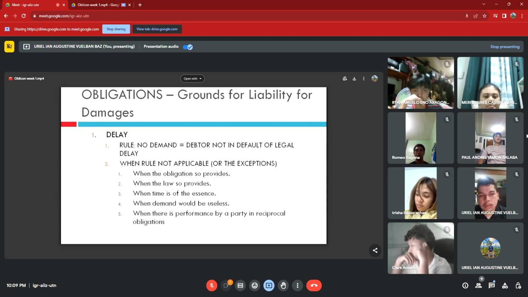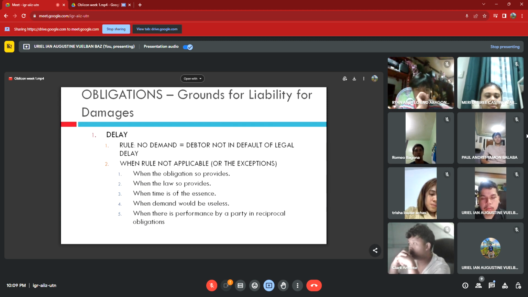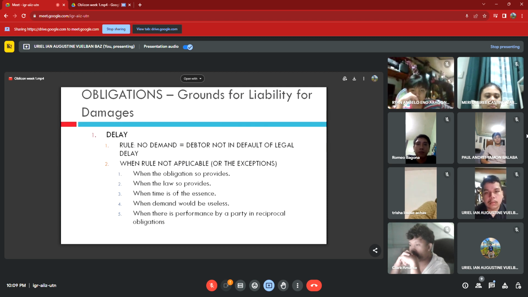So, delay. Rule: no demand, debtor not in default, or legal delay. There's a typo here. It's not "off", but "or". Rule, no demand equals debtor not in default or legal delay. But there are instances na maskin pag walay demand, the debtor obligor there will be in legal delay.